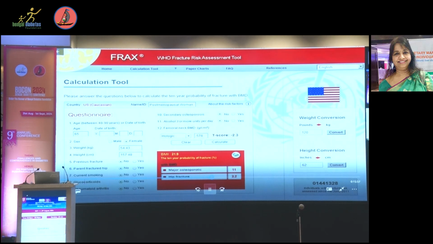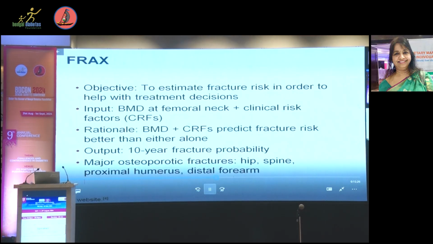So what is this FRAX? It's a simple online tool. This shows an American flag, but we have data for India, which is computed from Singapore Indian data. We also have Indian data now. So we can feed in the information of the patient and their risk factors, and it will come up with major osteoporotic fracture risks and hip fracture risks. And based upon what that shows, we know that there is a risk for fractures in this patient.